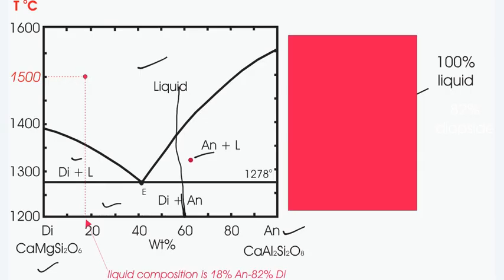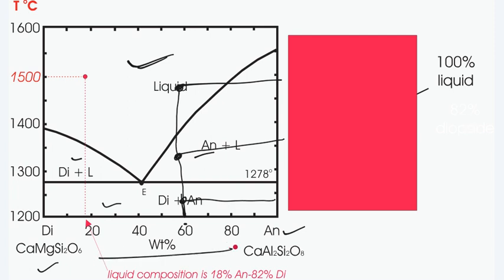Just as an example, you can take this. Suppose this is a composition. At this temperature, it will be completely liquid. At this temperature, it will be solid plus liquid. At this temperature, it will be completely solid. So how a bicomponent liquid or magma crystallizes, we will study through this diagram. It is a phase diagram.